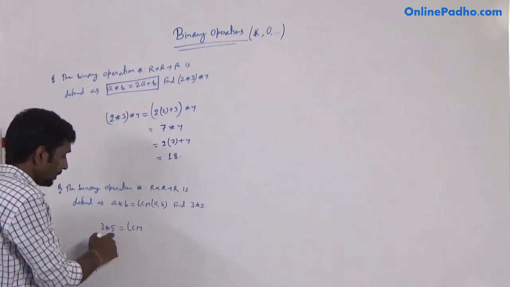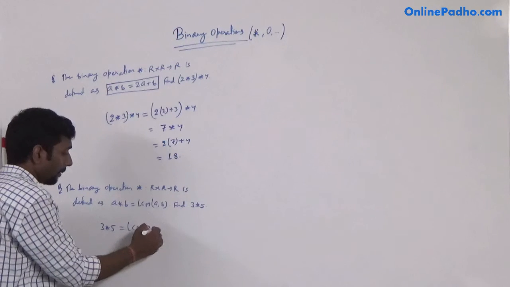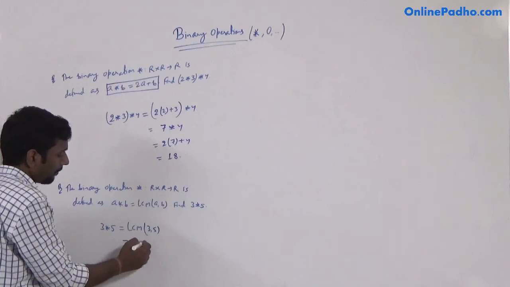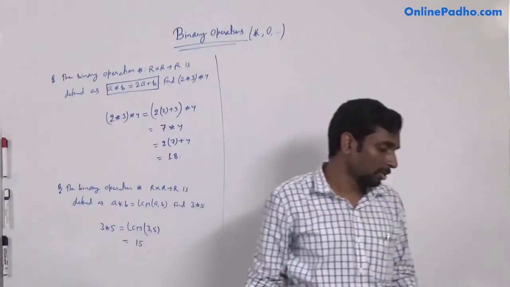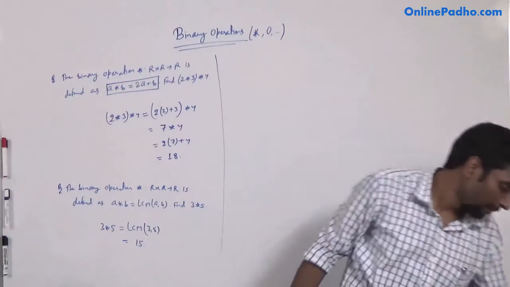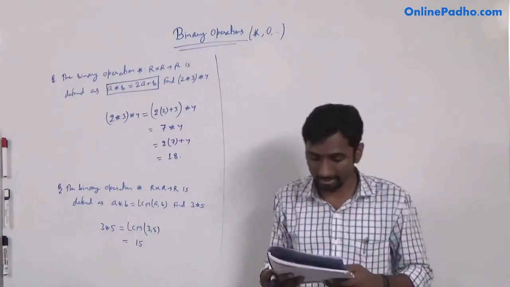LCM of A, B. So 3 star 5 can be written as LCM of 3, 5. And you know LCM of 3, 5 is what? 15. Very simple. This is the star. In this way we can solve the questions related to 1 mark. We can find the value of star. Right?